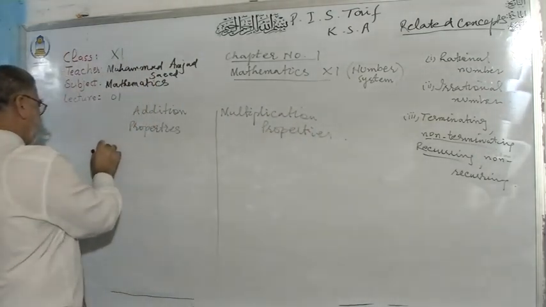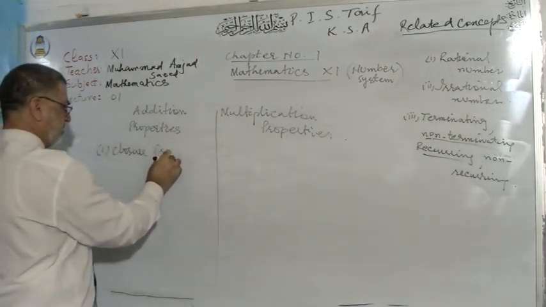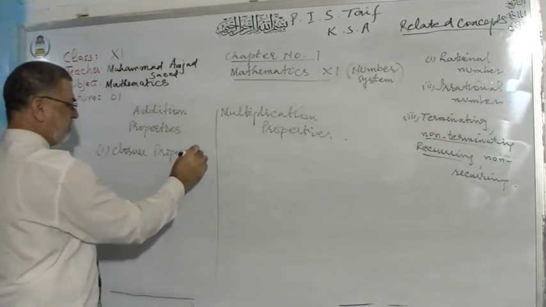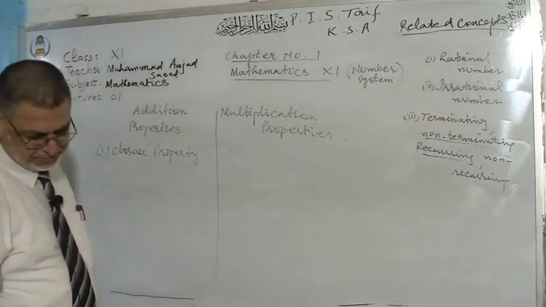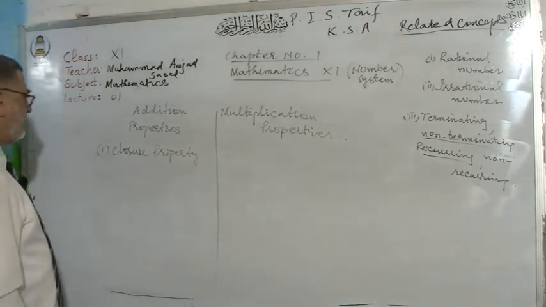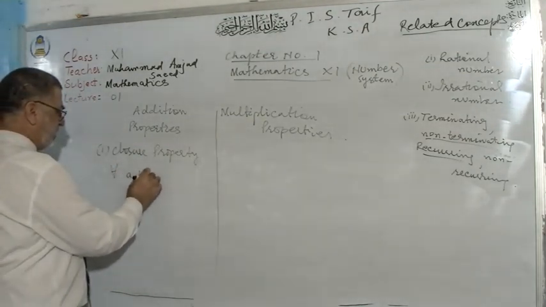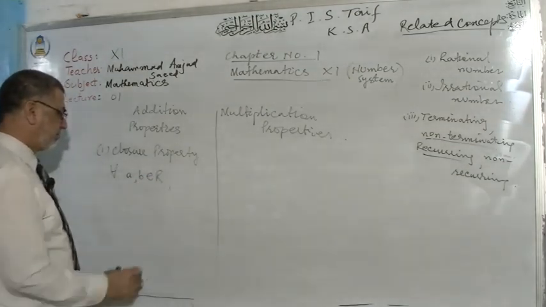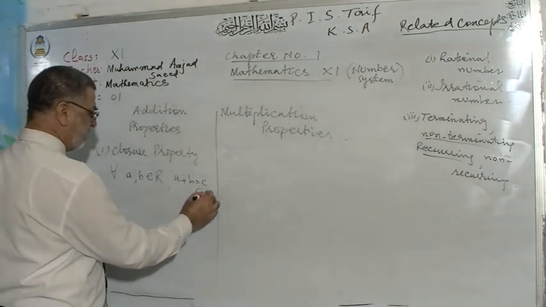Number one, closure property. What is meant by closure property? For all A, B belongs to R, A plus B is equal to C belongs to R.